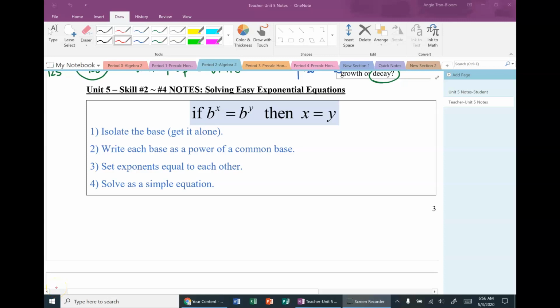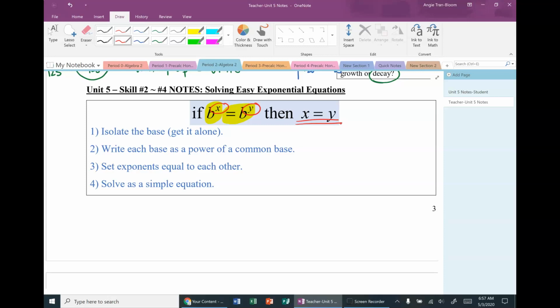Hey guys, all right. This is our next lesson for Unit 5. This title is called Solving Easy Exponential Functions. So what we want to start with is the equation, okay? If b to the x power equals b to the y power, then with common sense, x must be identical to y. So x and y should be the same if the bases are identical. So with that equation, we can use it to solve the following problems.